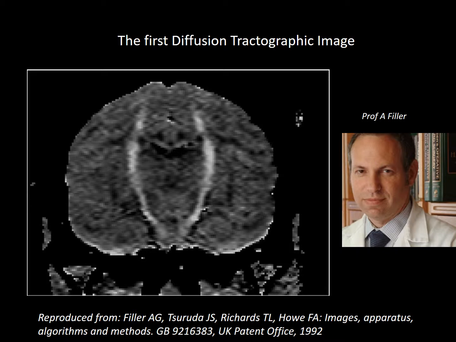Using this water diffusion information, in 1992, Professor Filler and colleagues produced the first diffusion tensor image. This image was collected in a monkey, and in it you can clearly see on this coronal image a bright band on both sides of the brain. Now this is the location of the corticospinal tract. So clearly this technique can be used to locate large fibre bundles in living animals.